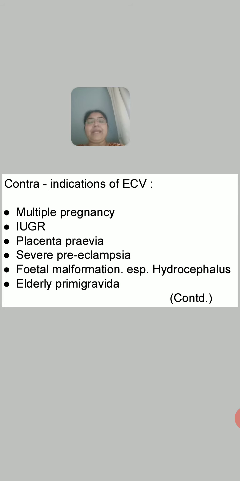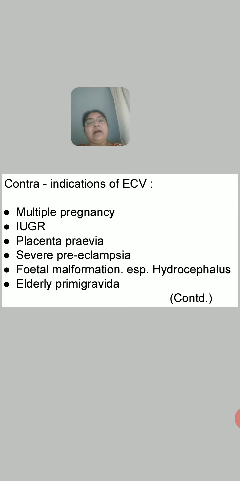Now the contraindications of external cephalic version. When version should not be done. Multiple pregnancy. The first contraindication is multiple pregnancy. In this condition, more than one fetus is growing in the uterus at the same time.